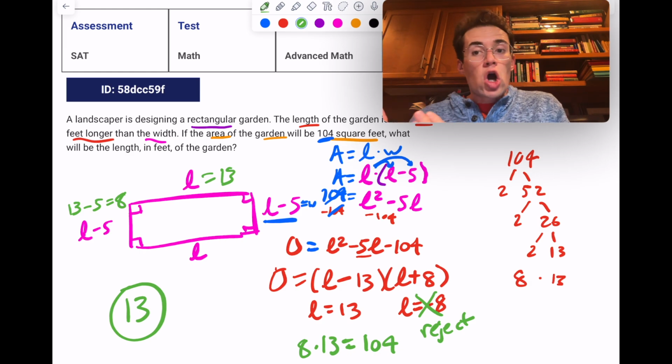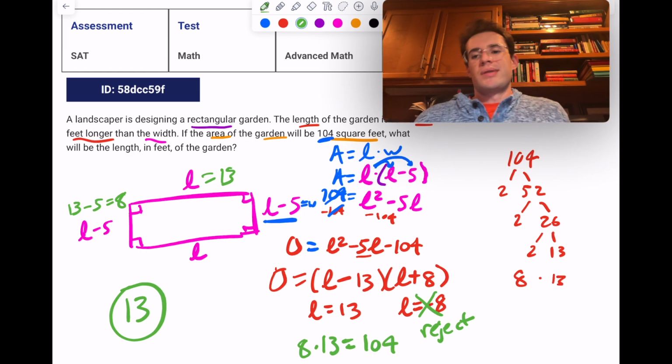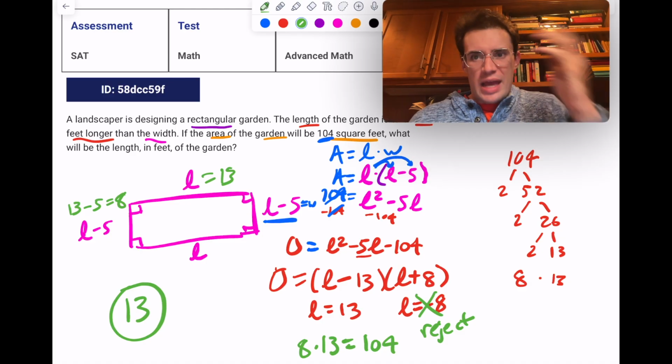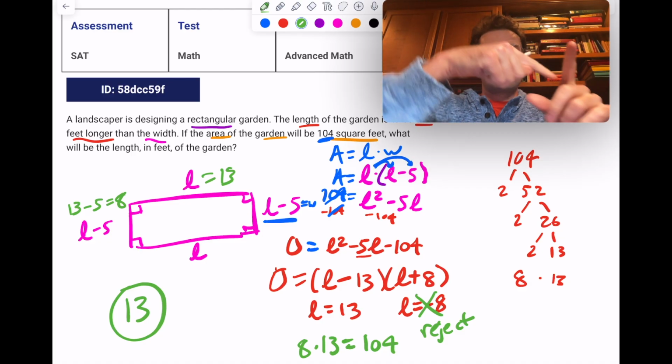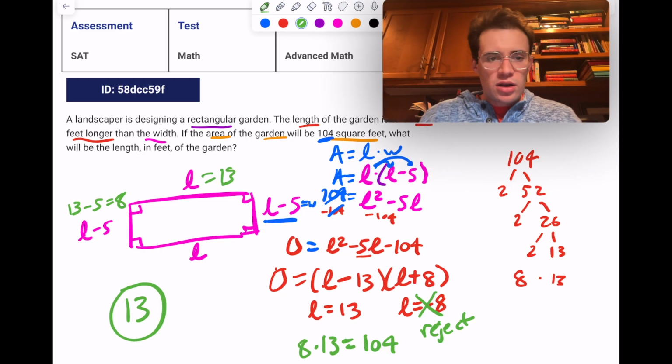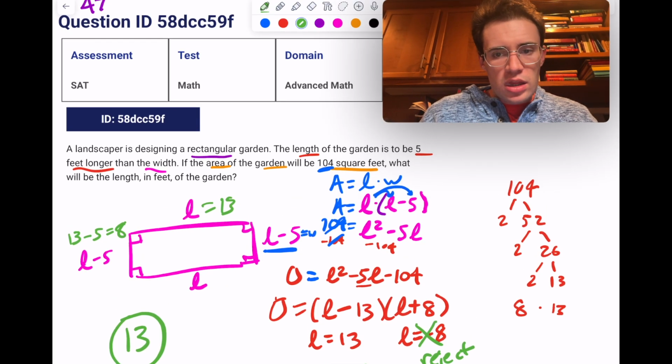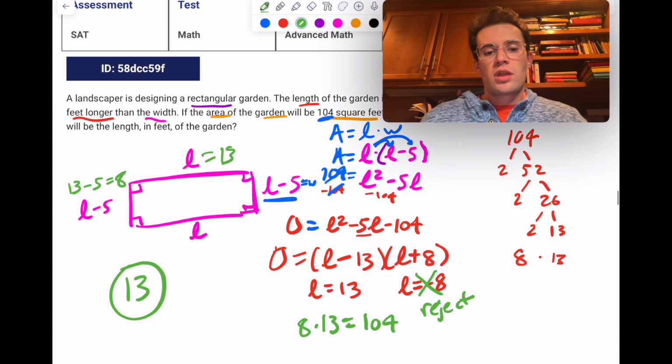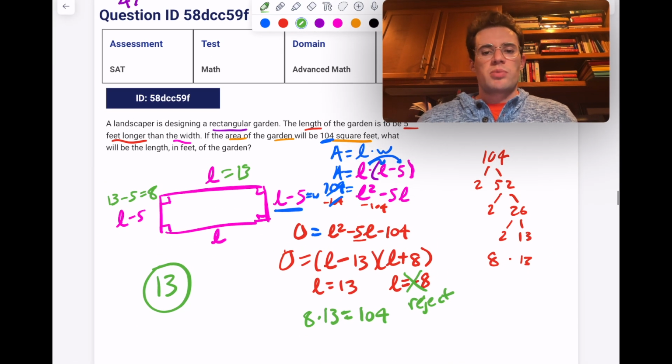The length is the longer of the two, as it's specified in the problem. And generally, that's what you would assume. Like length generally means it's the longer of the two of a rectangle if there's a length and a width. Don't necessarily assume that's true, but here they specifically said the length is to be 5 feet longer than the width. All right, so that would be how you do that completely algebraically.